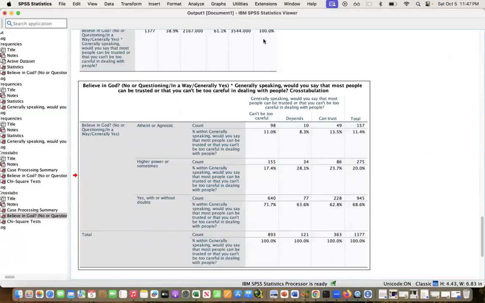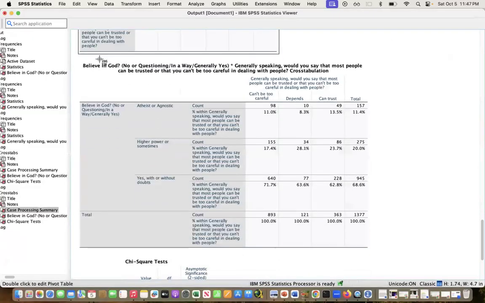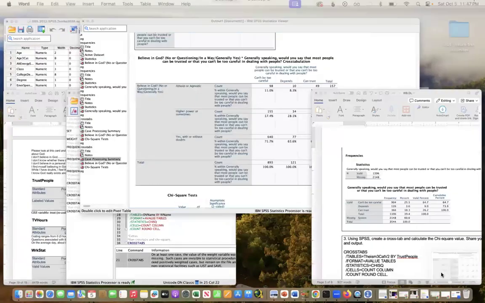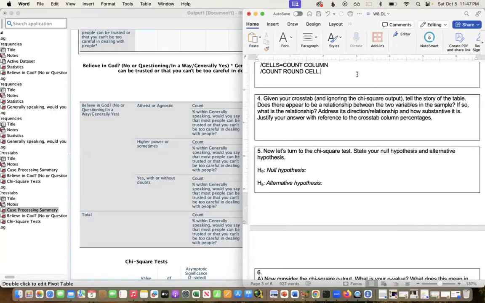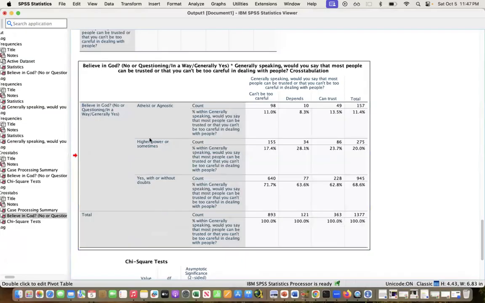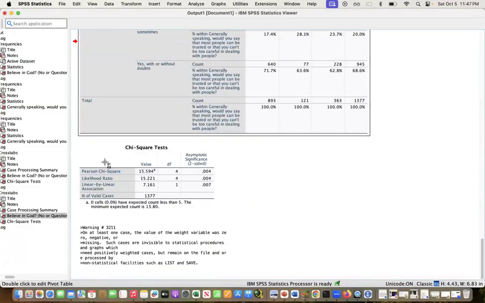So here is my crosstab. And here's my chi-square output.